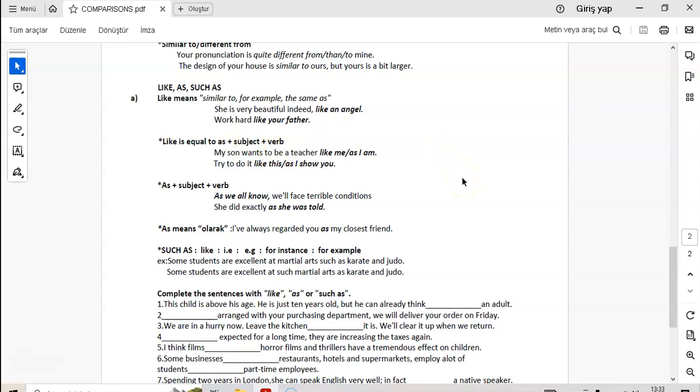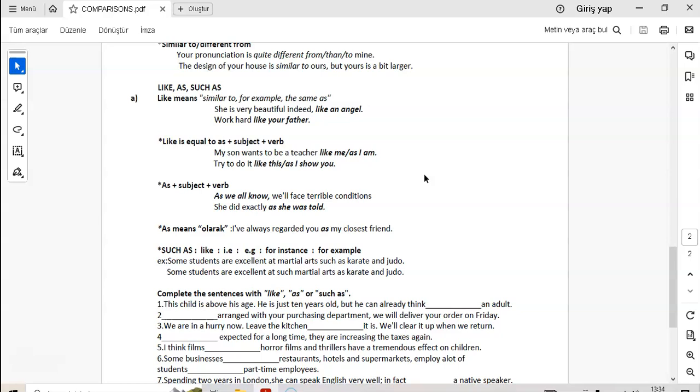For example, my son wants to be a teacher like me. Instead of saying like me, you can say as I am, or you can say try to do it like this, or as I show you. You can make your statement using like structure or as structure. And what about as? After as, we have some specific structures. For example, as long as you want, as we all know, or as she was told.